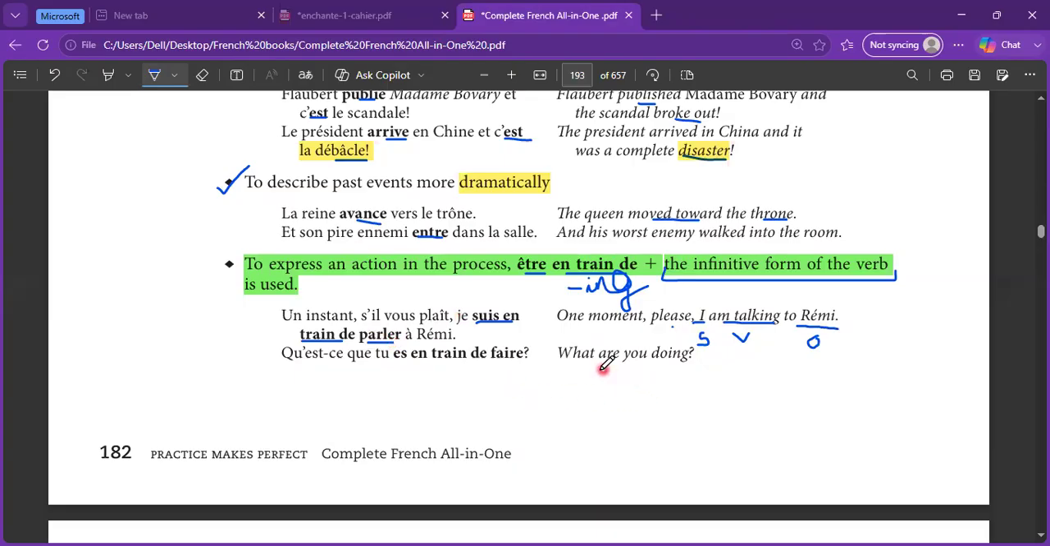What are you doing? What is qu'est-ce que? For you, we have taken the tu this time. And for tu, the conjugation of être is es. So être की conjugation change होगी according to our subject pronoun. जो change नहीं होगा, that will be en train de, and to do is simply the infinitive form faire. Just a minute.